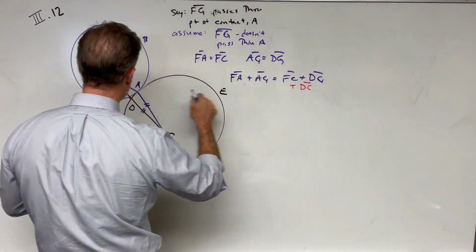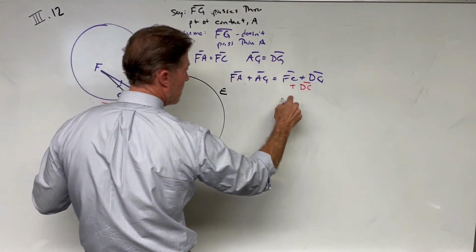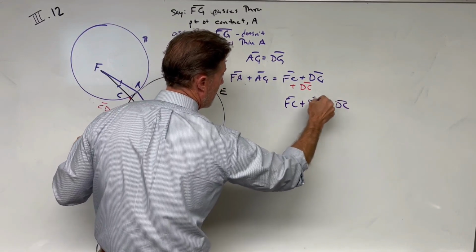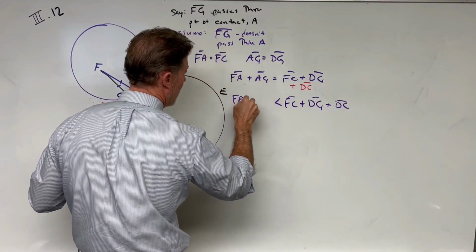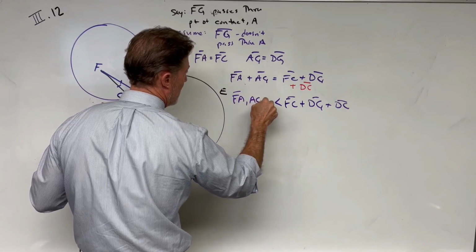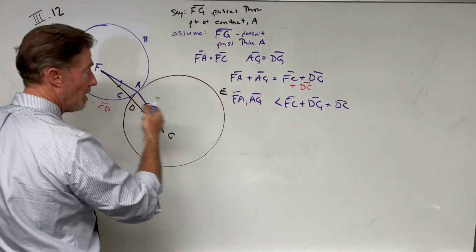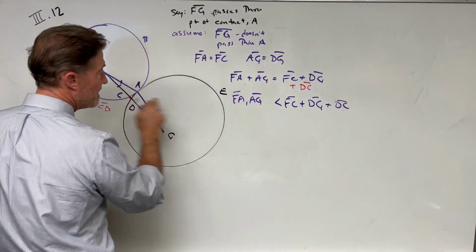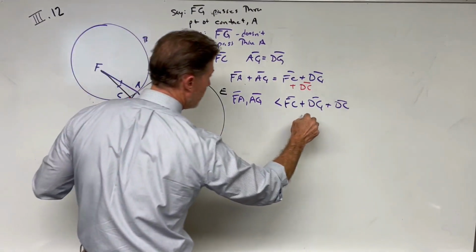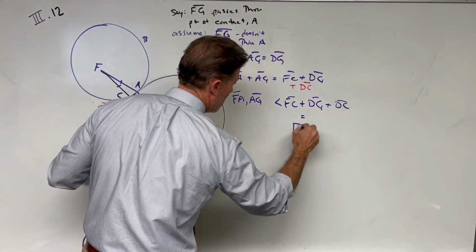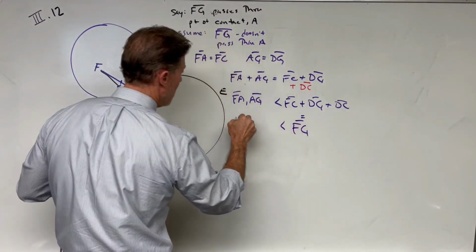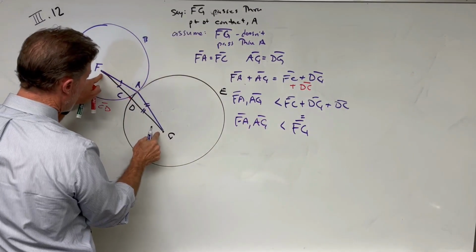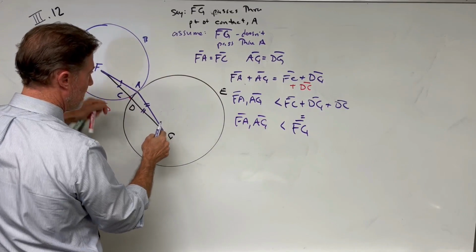So what we can say now is that this combination, FC plus DG plus DC, is going to be greater than FA and AG. And all of this together, FC, DG, and DC, is just equal to FG. So we can just say FG is greater than the combination of FA and AG. So this line is greater than the combination of these two lines.